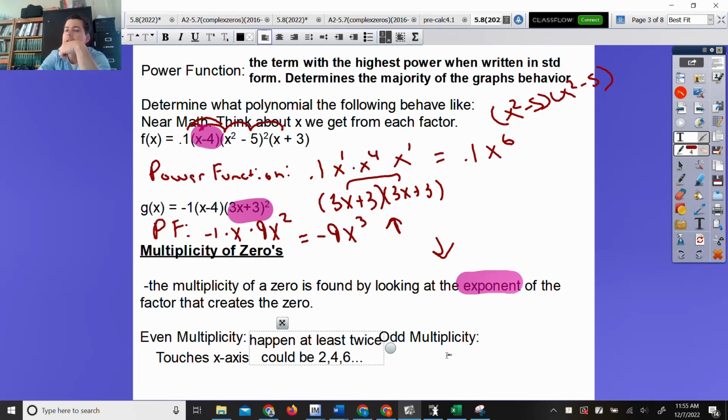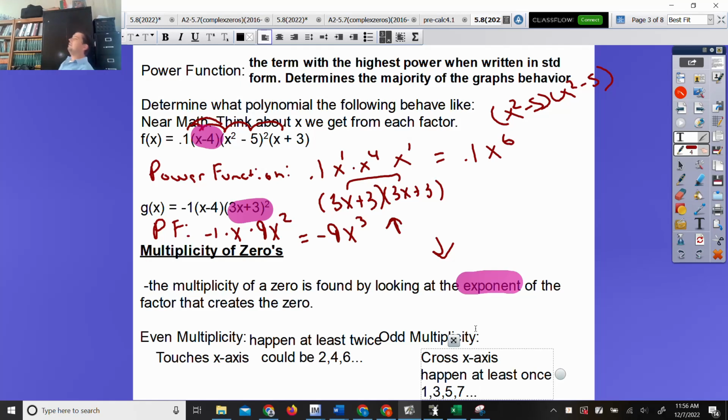Odd multiplicity, what's it do as far as the x-axis is concerned? Runs right through it. Most math teachers call that a cross of the x-axis. And they happen at least once because it's odd. It could be once, 3, 5, 7, and so forth. Anything with odd multiplicity is going to cross the x-axis. Anything with even is going to touch it. That's basically a restatement of yesterday's notes on that part. Nothing new there. No graph this time.